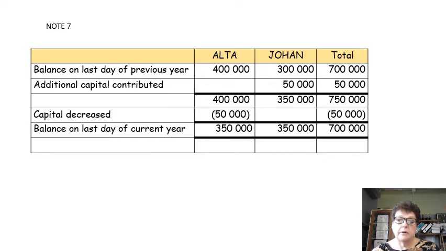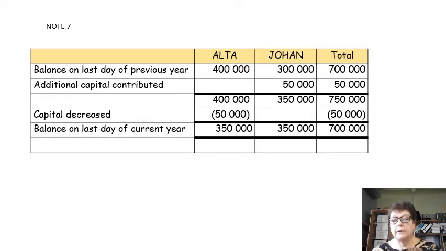Then they tell you that Johan contributed 50,000 during this year. It's important to know when he is contributing this because it will have an effect on your interest calculation. And then Alta decreased the capital with 50,000 also sometime during the year. Again, the date for that decreasing of the capital is important because we need to know when she decreased it, so that when we do the interest calculation you know from which date to work with which amounts.